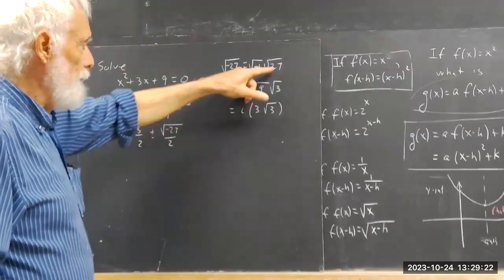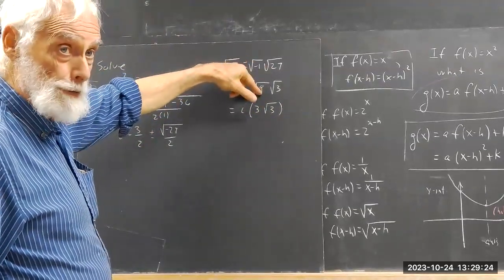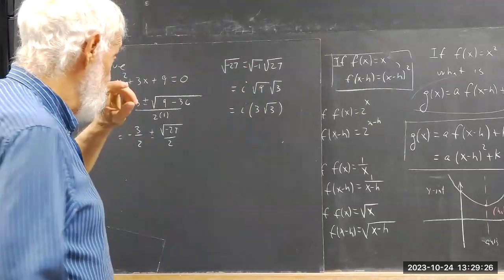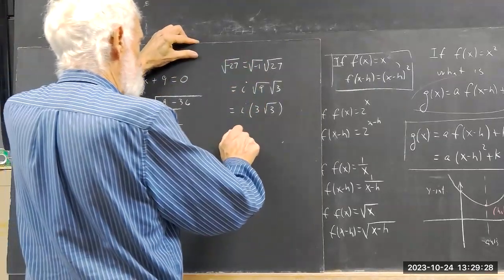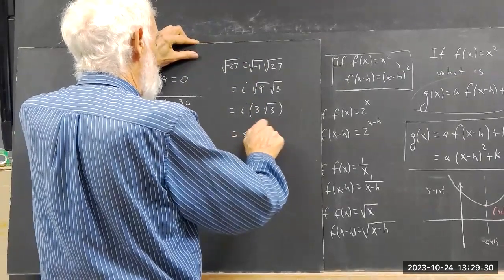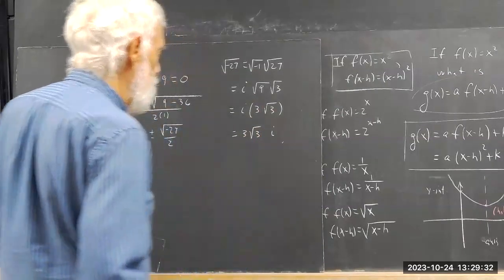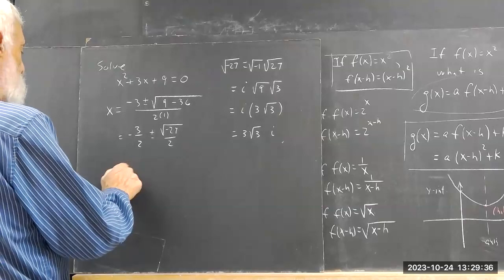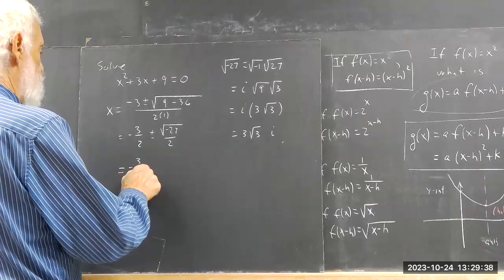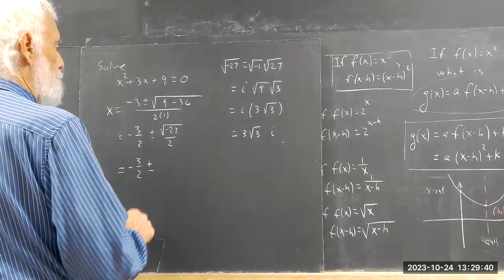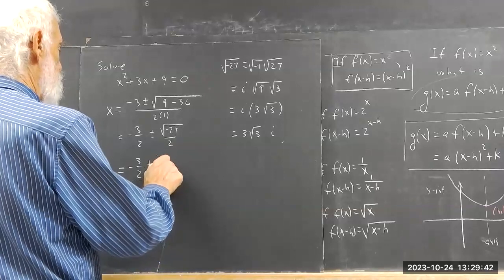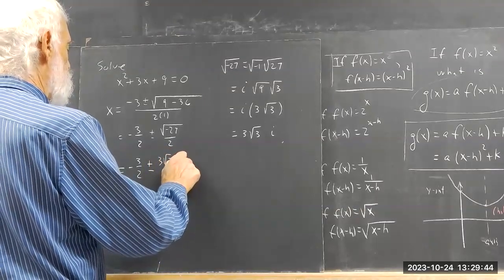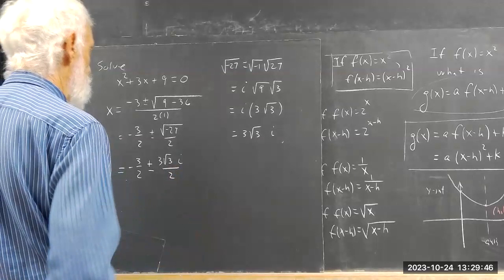If we want to factor out every square we can out of this number. And often we'll write that as 3 square root of 3 with the i on the end. So that this becomes -3/2 plus or minus 3 square root of 3 i over 2.